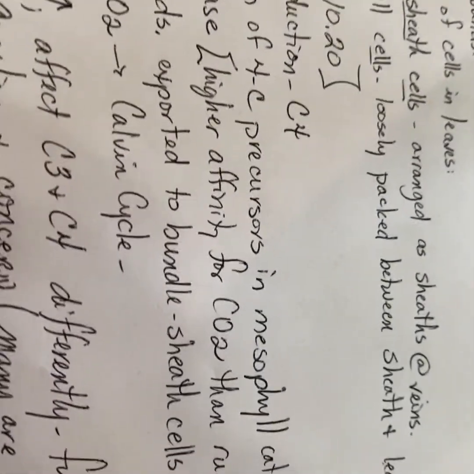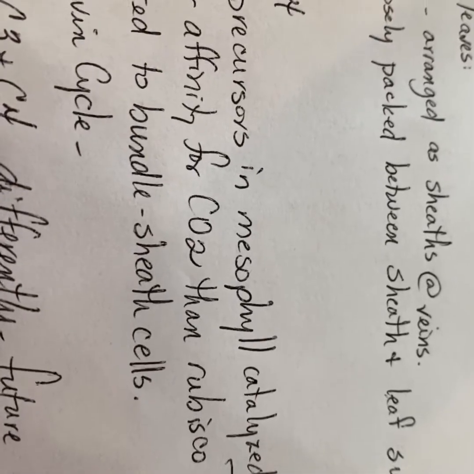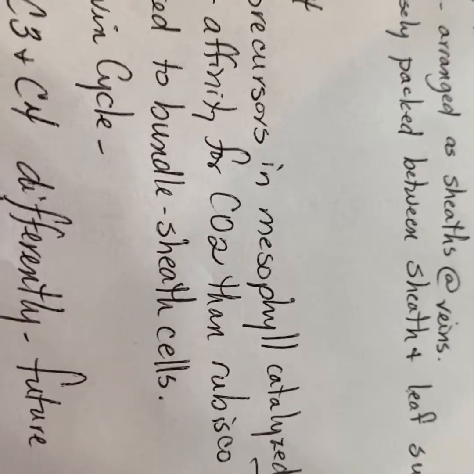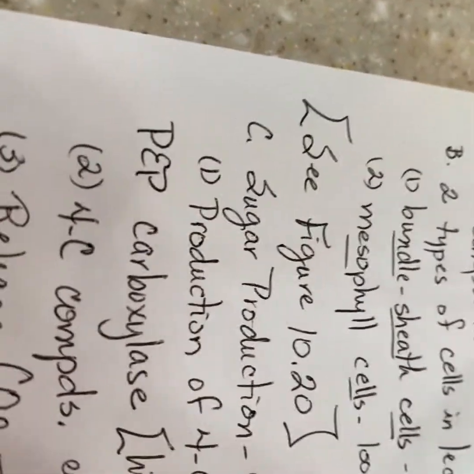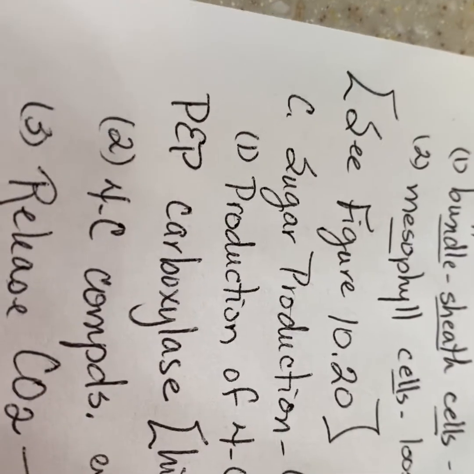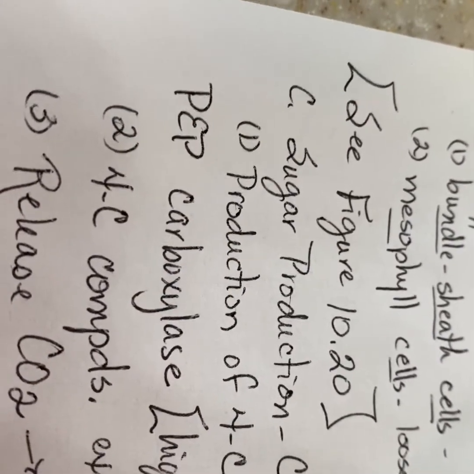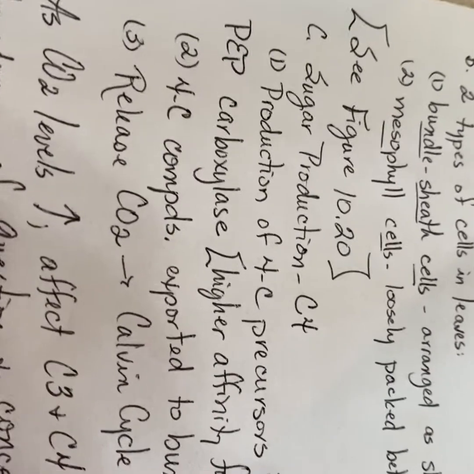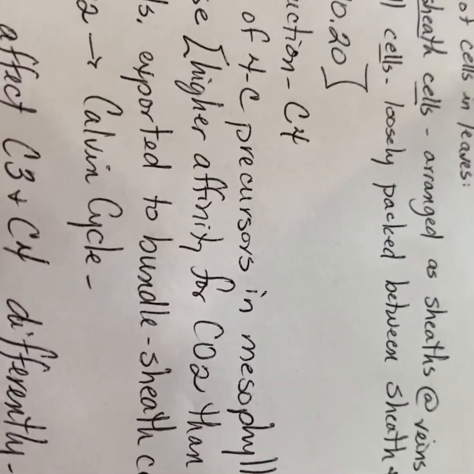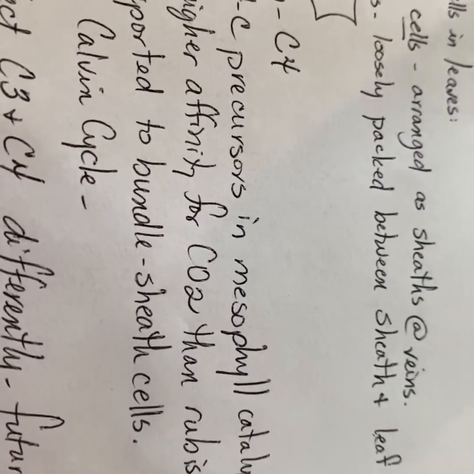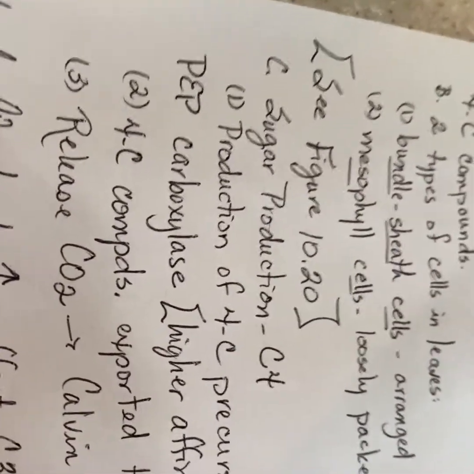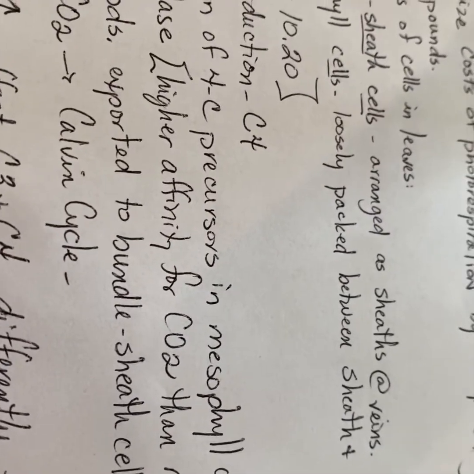It has a higher affinity for CO2 than Rubisco. So PEP carboxylase is not going to give us that issue with, oh, I'll just combine with oxygen. The 4-carbon compounds are exported to the bundle sheath cells, and they're stored there. And then they release carbon dioxide to run the Calvin cycle. It sounds very complicated, but it works.